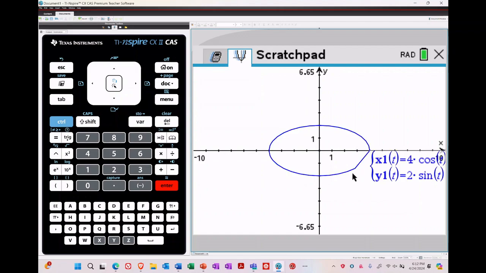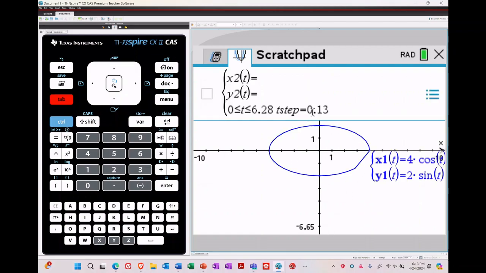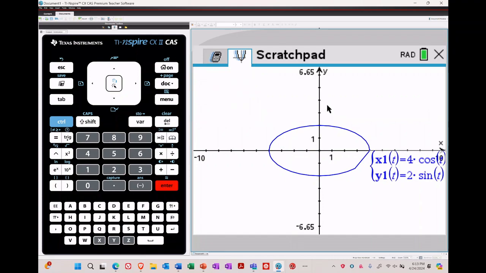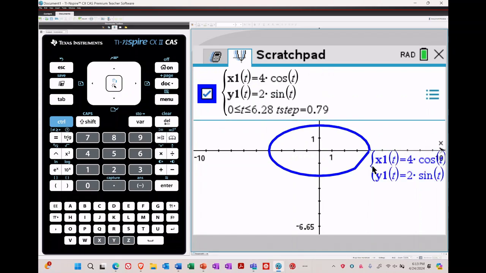That's not good. I don't like how that went. So I'm going to try and adjust my t step. That was already at 0.13. What if I do pi over 2 instead? Now it's still going to give me that. This is just a label. I don't need it.